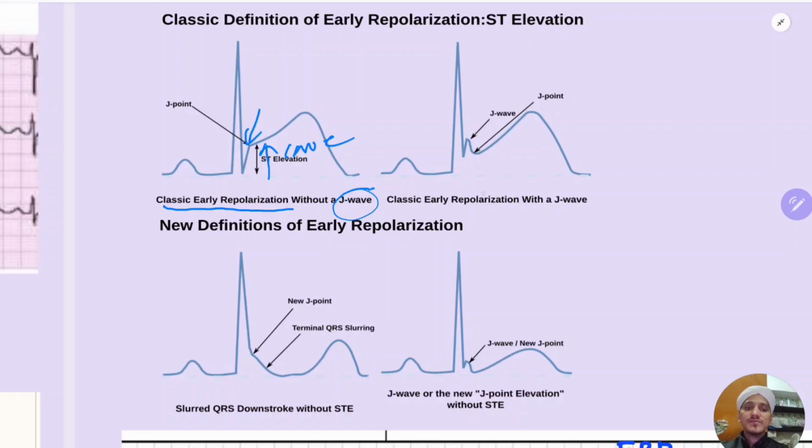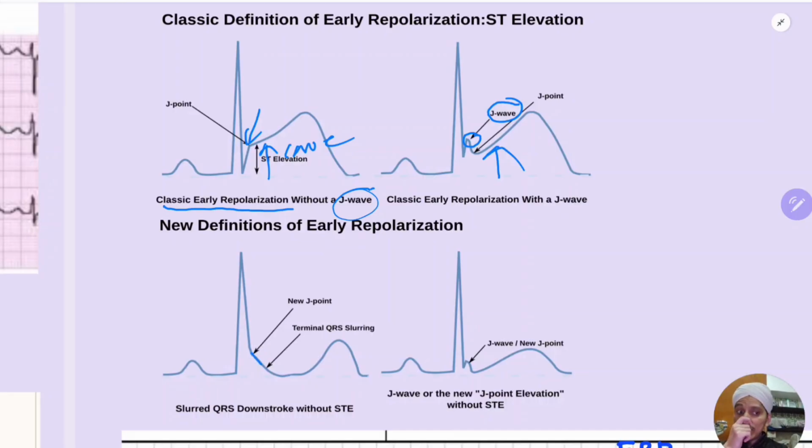Now the second thing: you can see at the J point a J wave, like this point. So this is also an early repolarization. Again there will be ST segment elevation, but it is concave. This is the second type of early repolarization pattern. Now here you can see there is a J point, but you can see slurring.